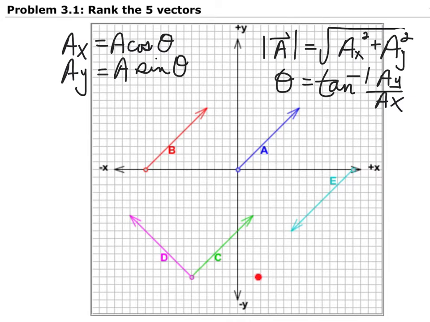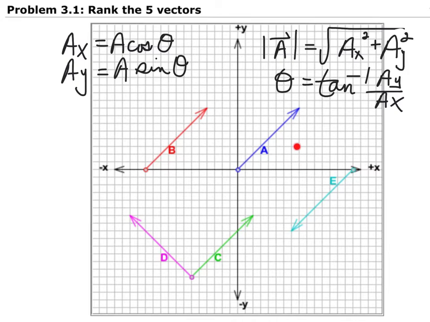So what's the difference between A, B, and C? Actually, there's no difference, just where they're placed on the graph. And a vector doesn't change by where it's placed. You can drag a vector around as long as you don't change its length or its direction. It's the same vector. So A, B, and C are identical.